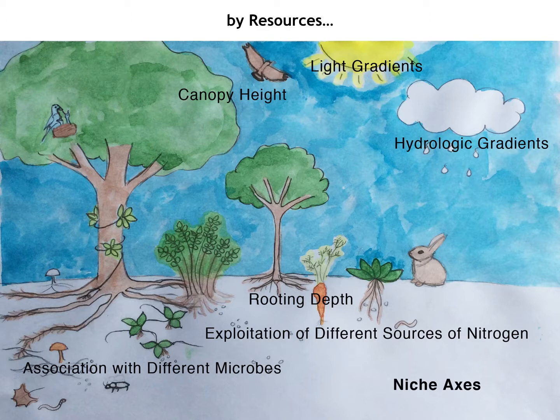Ecosystems organize by resources. Canopy height: how much light can they reach? Rooting depth: how much water can they reach? How many different resources are they able to reach? Are they creating associations with different microbes? These are called niche axes.